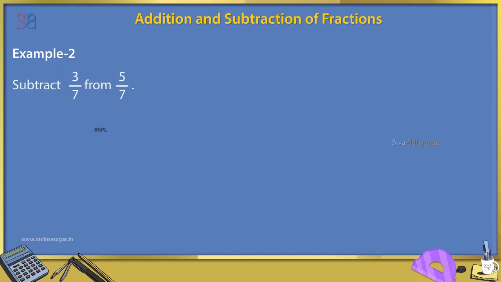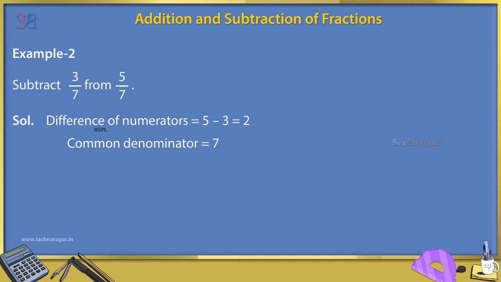Example 2. Subtract 3/7 from 5/7. Solution: difference of numerators is equal to 5 minus 3, which is equal to 2. Common denominator is equal to 7. Fraction is equal to 2/7. Thus, 5/7 minus 3/7 is equal to 2/7.